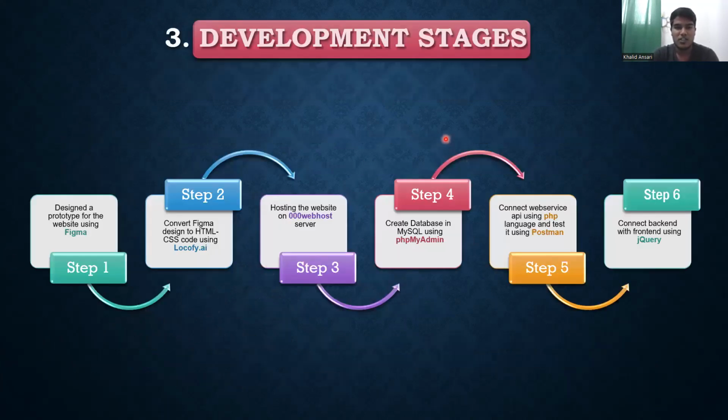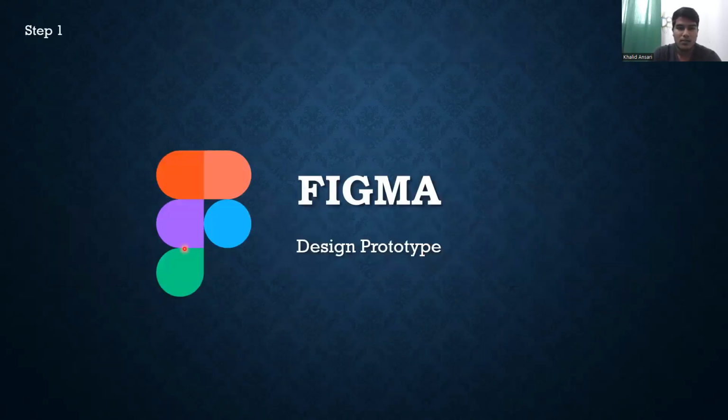These are the development stages. In the first step, we designed the prototype for the website using Figma. Step 2, convert the Figma design to HTML code using Locofy AI. Step 3, hosting the website on the web host server. Step 4, create the database in MySQL using phpMyAdmin. Step 5, we connect the web service API using PHP language and test it using Postman. And step 6, we connect the backend with the frontend using jQuery. So we go into detail about each step.